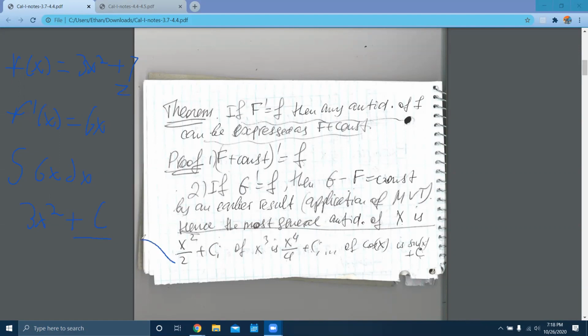Which is what all this means. Don't forget your plus c. That's just for a constant that may have gone away when you took the initial derivative.